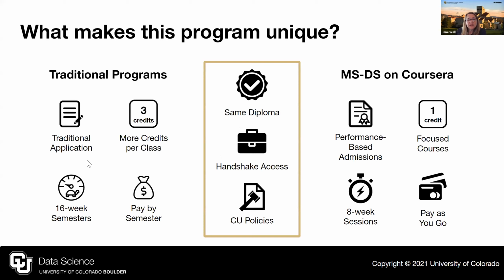Now, what do the MS in Data Science on Coursera students receive? Well, you get the exact same diploma as students in our on-campus program. There are no designations on the transcript or diploma saying that it is an online program. You will earn a fully accredited Master of Data Science. And you're invited to attend commencement on campus at CU Boulder during your graduation term. It's not required, but you're invited to join us and we would love to meet you.